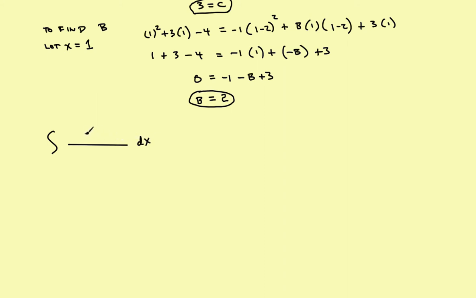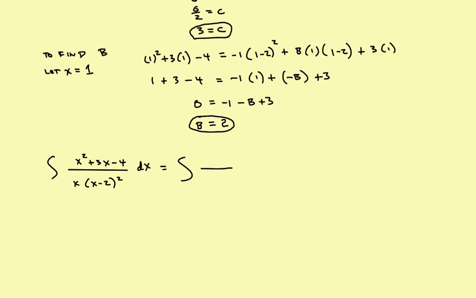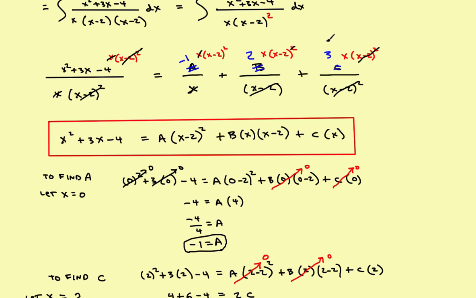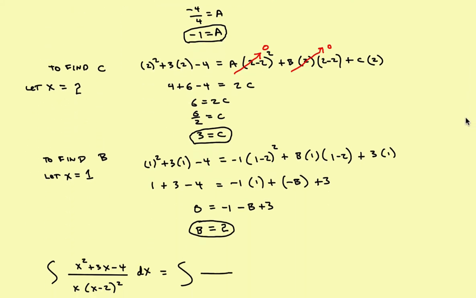dx, and we'll go ahead and put it in its factored form. So the original problem was an x squared plus 3x minus 4, and we factored it into an x times an x minus 2 squared. And we just showed that this is going to be equal to the integral of, now the first one, again, I'm looking at just this factored form right here. So it's going to be minus 1 over x, 2 over x minus 2 plus 3 over x minus 2 squared. So you're just going to rewrite it in that form.